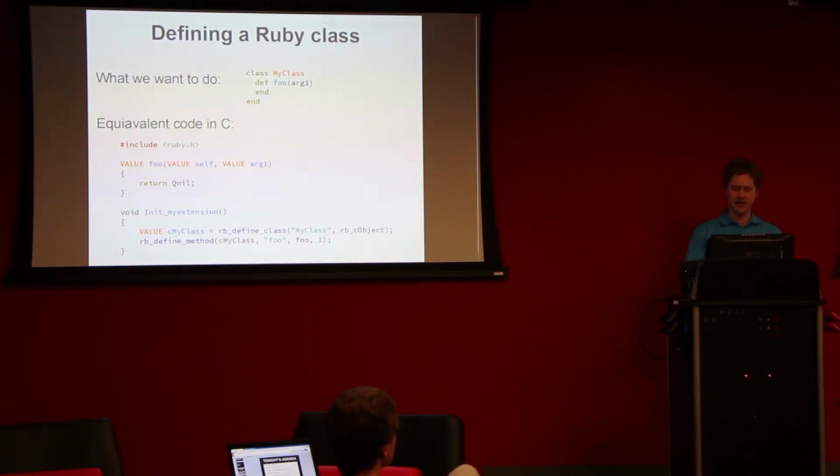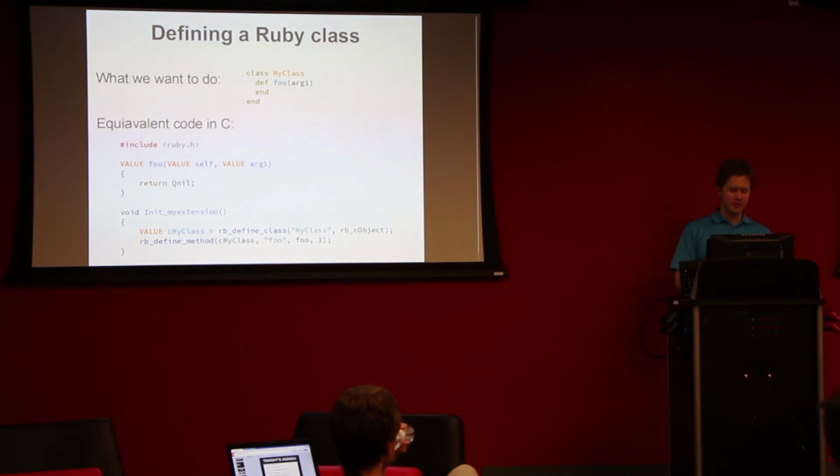It defines a new class. You have to give it the name of the class, which we'll just call MyClass, and you have to give it the parent class. So this is a lot like in Ruby, when we wrote class MyClass, we were opening up a new class. And you can do an exact equivalent thing here in C. But we have to keep track of the return value. So we're going to get an object back from the rb_define_class method, and it represents the class. That's a Ruby object that represents the class.